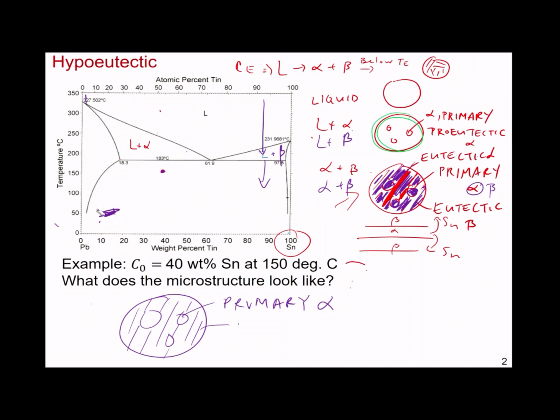Okay, so let's draw our tie line. You're here. Let's draw the tie line. Okay, that's our tie line. So our C naught is 40 weight percent. C beta, eyeballing it, is 99. And then we read this off, this is alpha. So C alpha is 11.